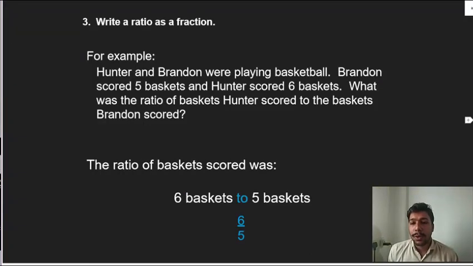Writing a ratio as a fraction. So I have told you that ratio can be written in the form of fraction also. Here, for example, there are two quantities. Hunter and Braden were playing basketball. Braden scores 5 baskets and Hunter scored 6 baskets. What was the ratio of baskets Hunter scored to the baskets Braden scored? So total score of Braden is 5 baskets and Hunter is 6. So the ratio between them is 6 is to 5. Okay.